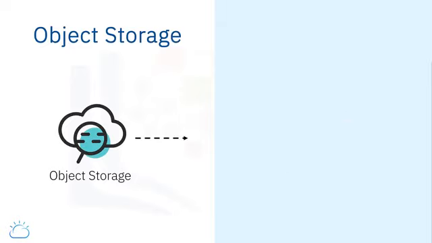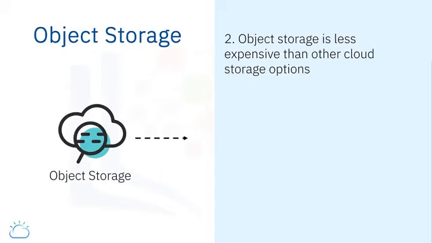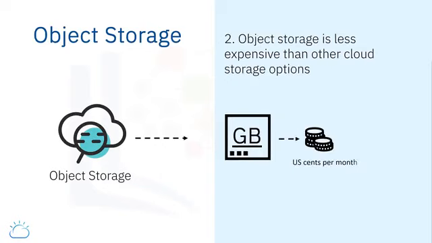The second thing to note about object storage is that it's less expensive than other cloud storage options. Its per gigabyte cost is typically a couple of US cents per month, and in some cases, even less, depending on the storage tier used. More on storage tiers later.